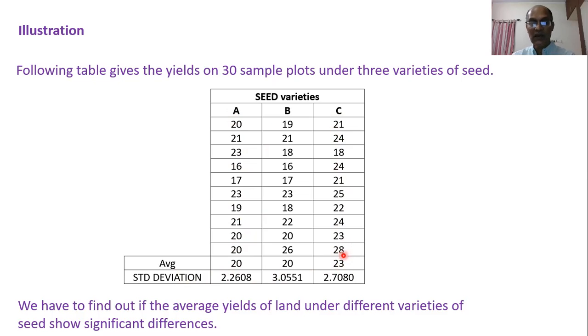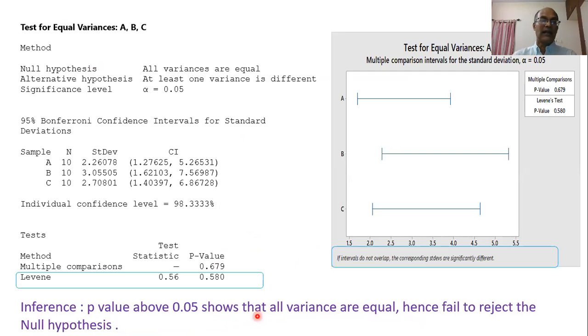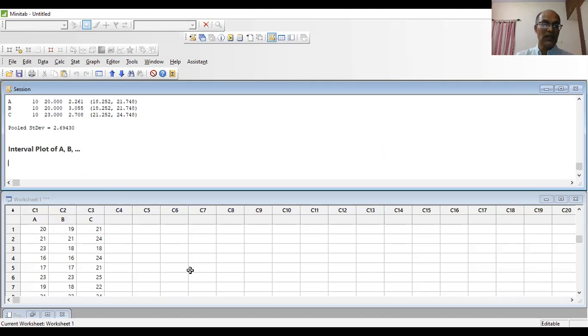We want to test whether this is significantly different from these two averages, or these two varieties of seeds, and its standard deviation is given here. We have to find out if the average yields of land under different varieties of seeds show significant difference. So as I said earlier, we have to do the test of equal variance first, then the Anova study. We are going to see how it is done.